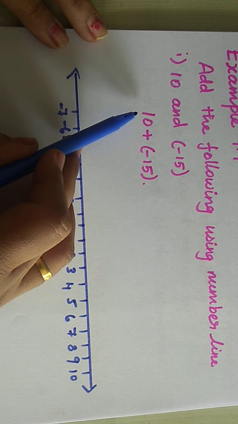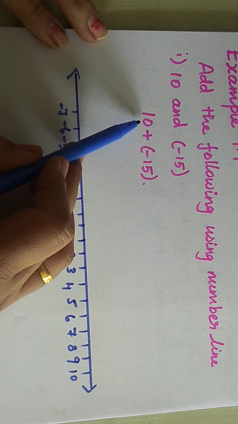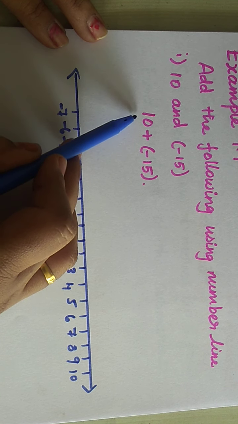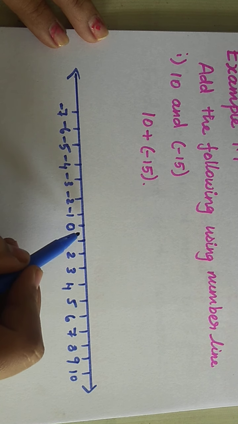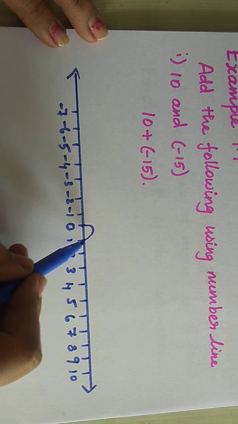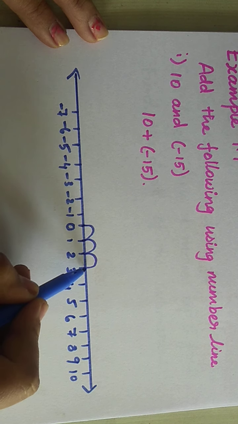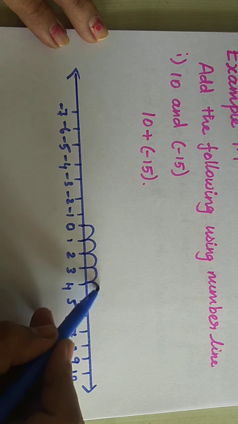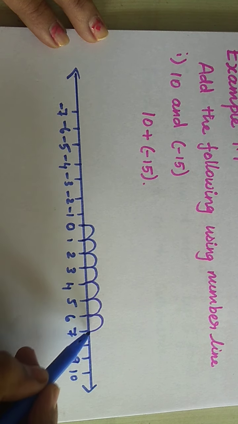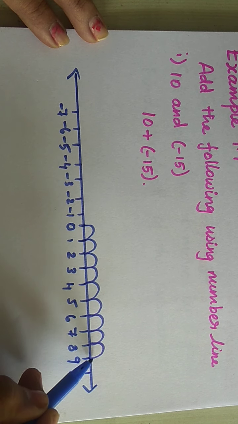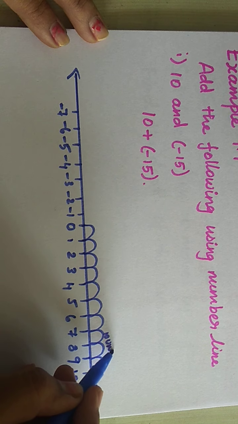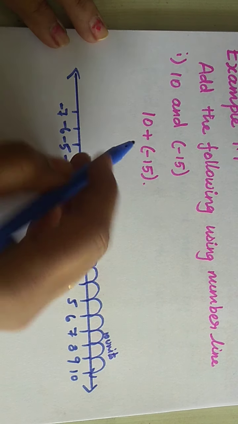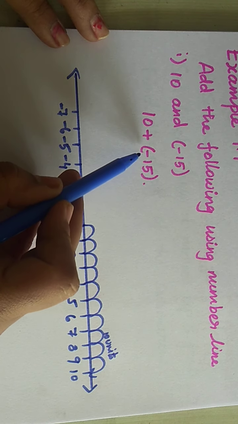First they have given plus 10, we can read it as plus 10. Now 10 means 10 units you have to move from 0. So 0, 1, 2, 3, 4, then 5, 6, 7, 8, 9, then 10. So we have covered 10 units. Then we have to subtract.